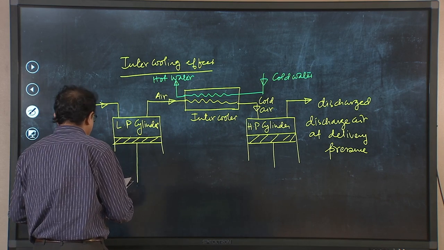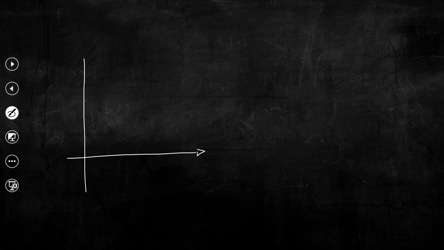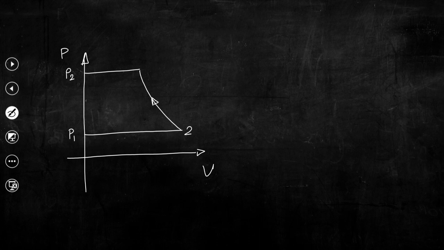Now, if we map the processes in the PV plane, this is P equal to P1, this is pressure, this is volume, and this is P equal to P2. We need to increase the pressure of the working fluid from P1 to P2. With single stage compression, we can develop the pressure from point 2 to point 3, along PV to the power n equal to constant.